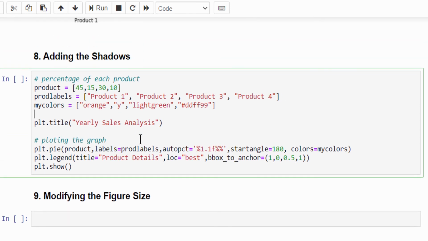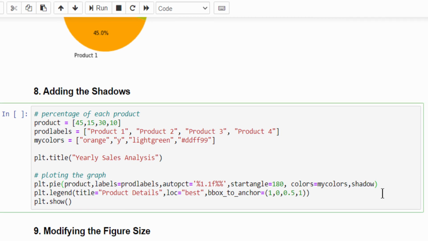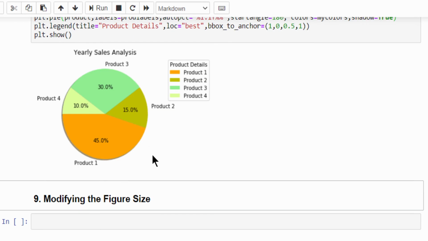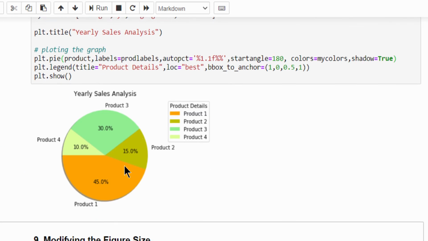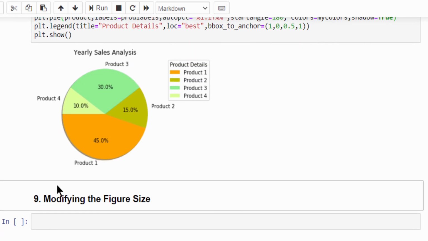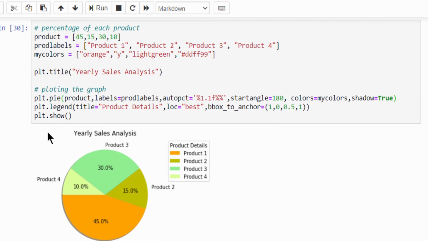Then we can also add the shadow. Just one more parameter, shadow equal to true. Let's execute and see the difference. There will be a light shadow. Here there is no shadow. This is also a good way to represent the chart, but don't go for the 3D chart. 3D chart will not give a very good picture about the pie chart.